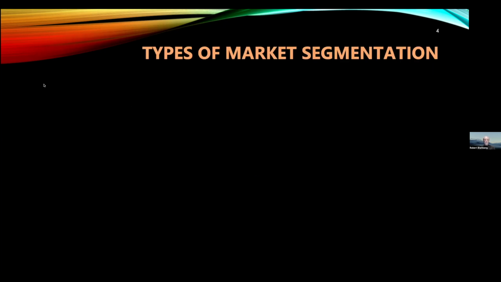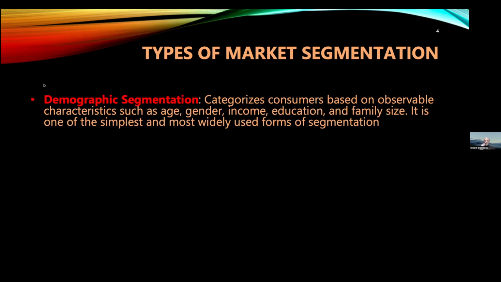So let's start out, and we're going to talk about different types of segmentation. The first is demographic segmentation. This is probably the most common. It characterizes customers on the basis of observable characteristics like how old you are, what your gender is, what your income is, and so on. And I'll go through examples of each. It's the simplest and most common way that markets are segmented.